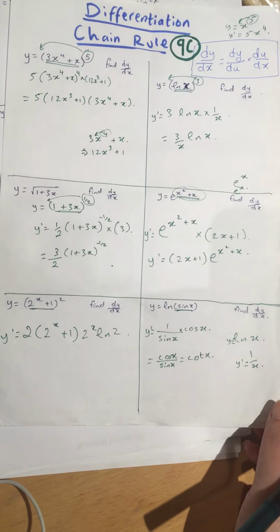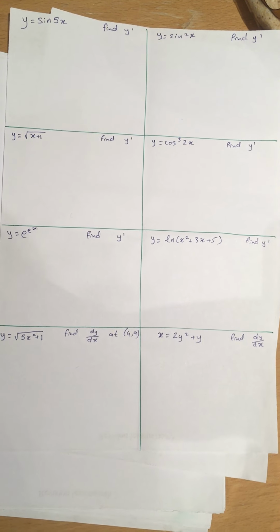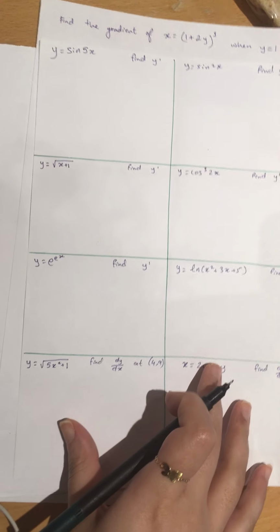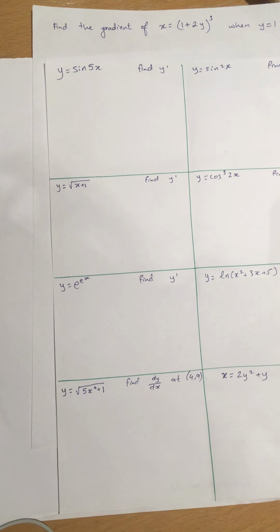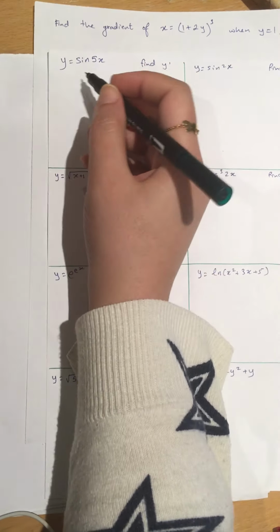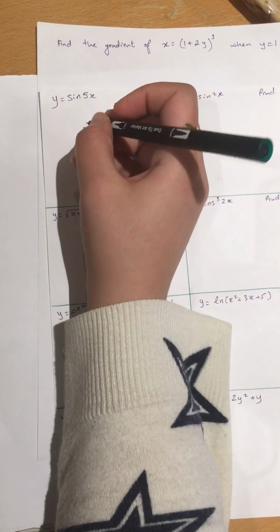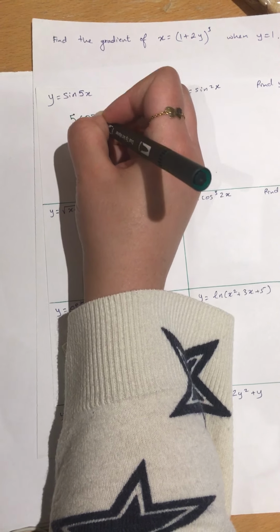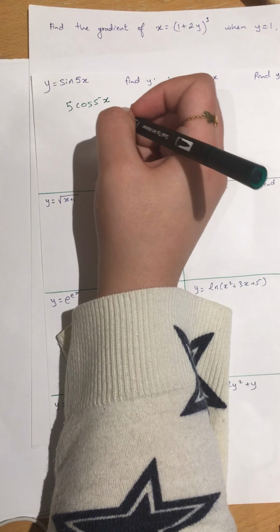Okay, so these were some examples. If you would like to pause the video and have a go at these questions, and then when you're ready, you can go through the answers. So if you had y is equal to sine 5x, and you want to find dy by dx, you'll have 5 cos 5x, which we looked at previously.